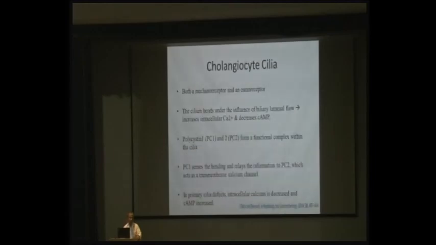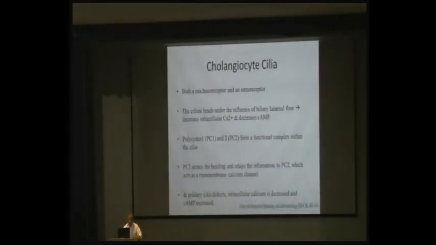So basically, the cholangiocyte cilium acts as a mechanoreceptor as well as an osmoreceptor. The cilium bends under the influence of the biliary luminal flow, and increases the intracellular calcium and decreases cyclic AMP. The complex of polycystin 1 and polycystin 2 forms a functional complex within the cilia, and PC1 senses the bending and relays the information to PC2, which acts as a transmembrane calcium channel. So when the cilium functions, there is an increase in calcium and a decrease in cyclic AMP. And if there is abnormality of the cilia, there is a decrease in intracellular calcium and an increase in cyclic AMP.